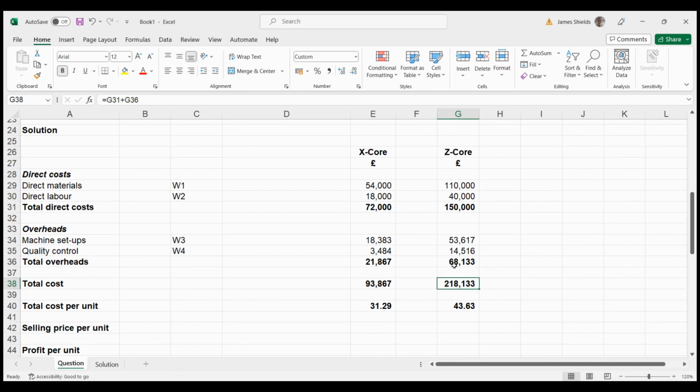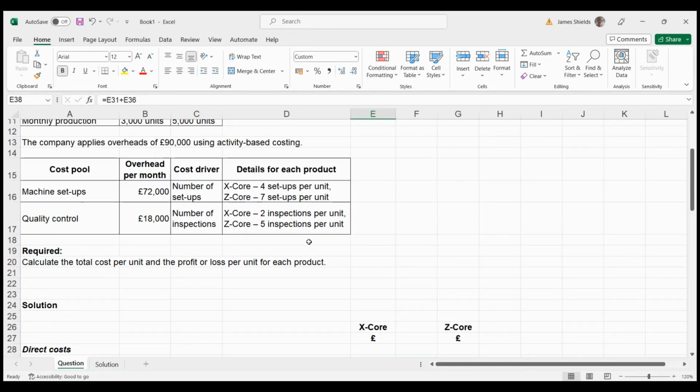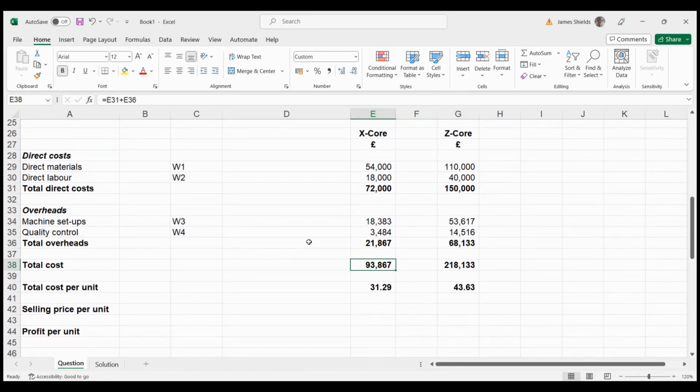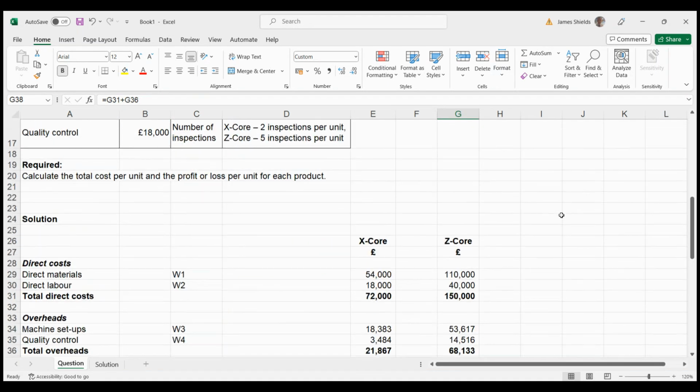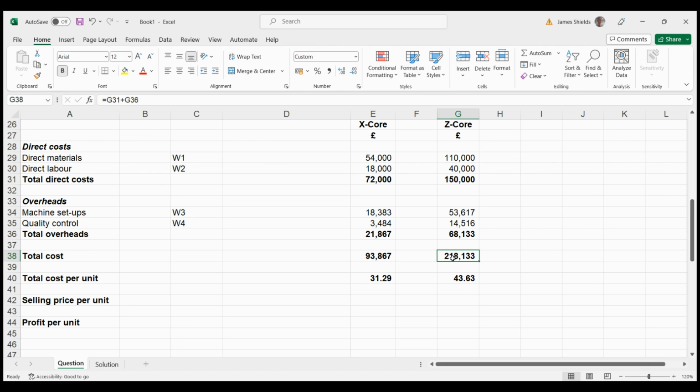Now in the question, they want total cost per unit. So we're going to convert it to units now. So the cost per unit, now X core, just let us check the number of units, was 3,000. So we're going to have the 93,867 divided by 3,000. That gives me £31.29 to 2 decimal places. And Z core, we had 5,000 units. So it's 218,133 divided by 5,000, and that gives me £43.63 to 2 decimal places.